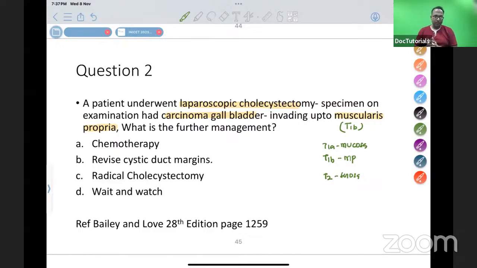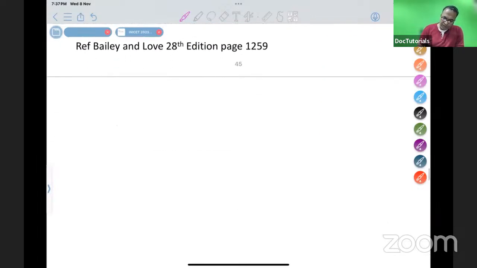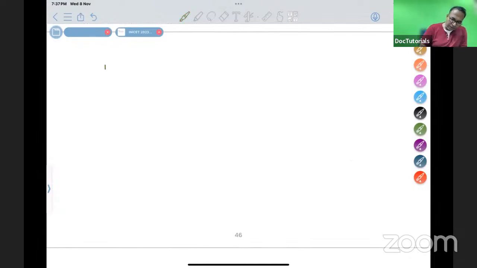So what is the correct answer for this question? Anybody? What do you think is the correct answer? You should ask the pathologist to tell more findings. Tell me about the cystic duct margin. You should ask about the cystic duct margin. That is the correct answer. See, you should not forget this basic concept, because the gallbladder management further depends upon the staging.